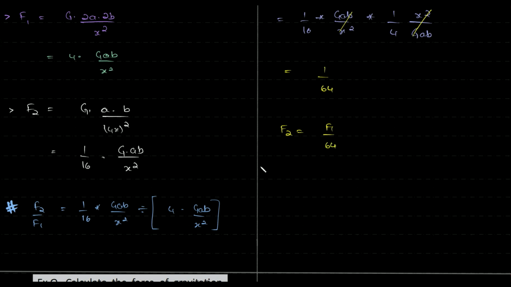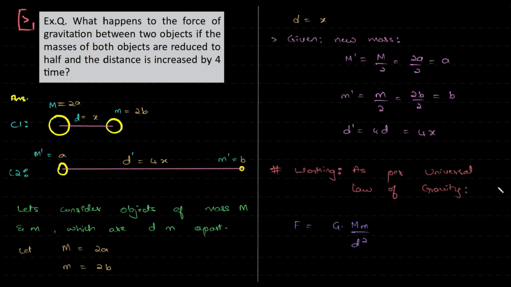So what is happening? By reducing the masses of both the objects and increasing the distance by 4 times, we get to see that the force is reduced to 1 by 64th times the initial force. Agree? So the keyword over here is reduced, 1 by 64th. We can underline those. And yes, this is your answer.